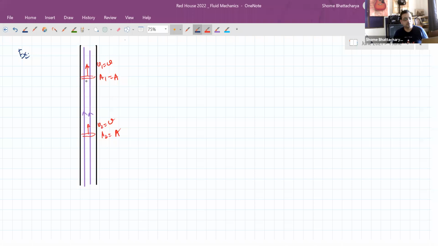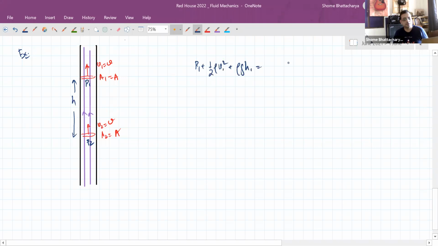But now if you compare the pressures at two such points like this, which are separated by a height of h, now you can see that P1 plus half rho V1 square plus rho gH1 is equal to P2 plus half rho V2 square plus rho gH2. Now this time you can see that V1 is equal to V2 because A1 was equal to A2. Okay. But H1 is equal to H2 plus h. The height of this point is more with respect to any reference level.